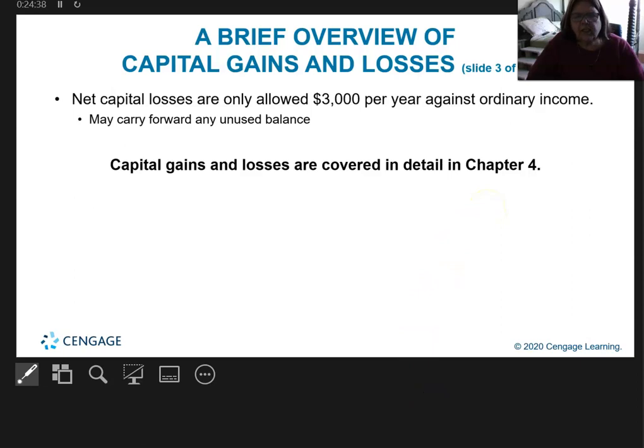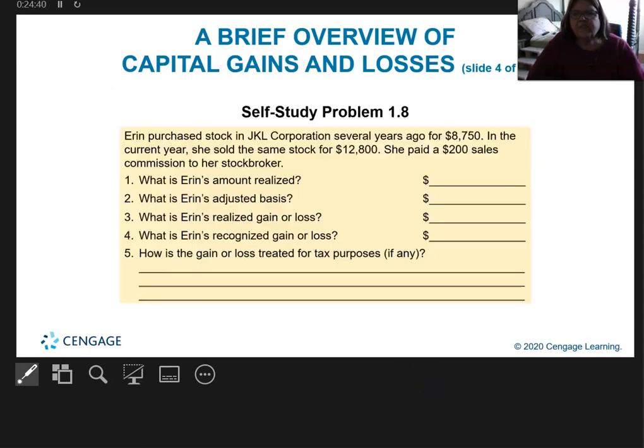So let's take a quick look at this. I purchased stock for $8,750, and then I sold the stock for $12,800, and I paid a $200 sales commission. So what is my amount realized? My amount realized is how much I sold it for minus the $200. My adjusted basis is what I paid for it. My gain or loss is the difference between the two.